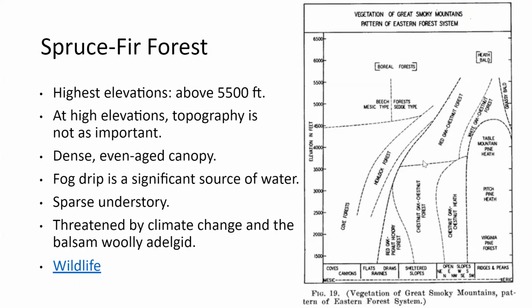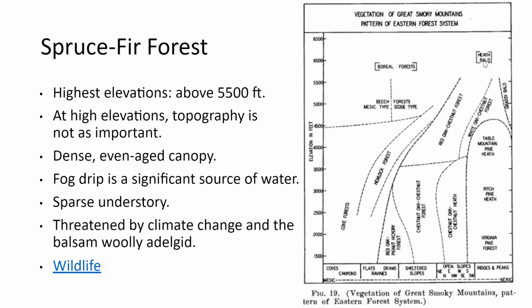And so Whittaker has them marked as boreal forests on his little diagram here. Now, you'll notice that boreal forest he has across this entire topography. And that's because at the high elevations, topography is not as important. You're in, you know, kind of clouds, and so you've got lots of fog drip and cloud drip that's there, so moisture is not really limiting.